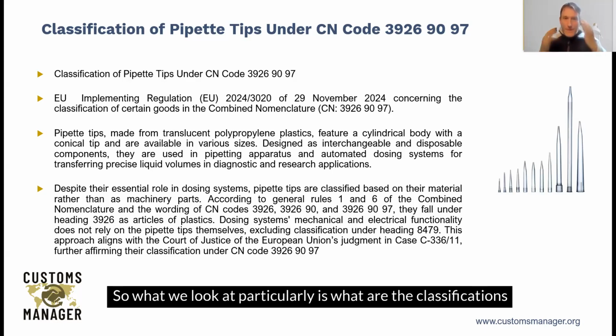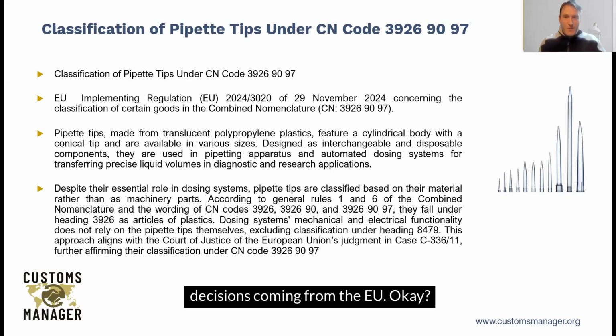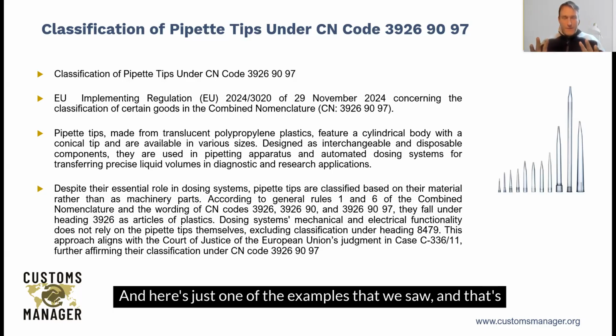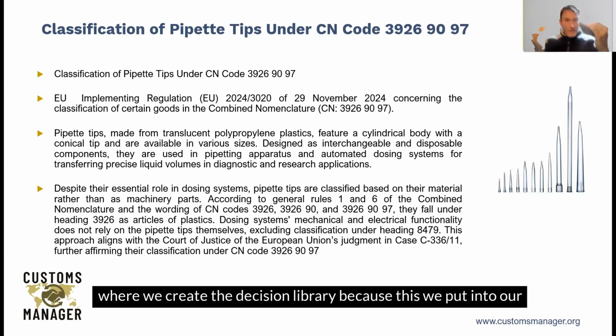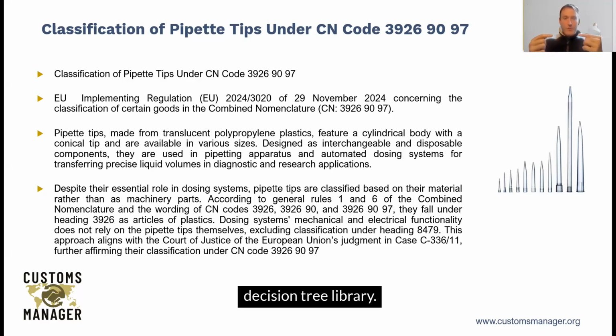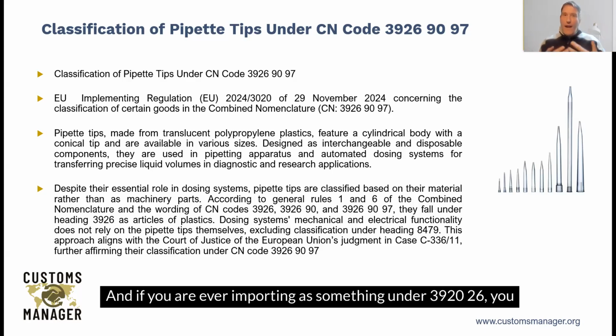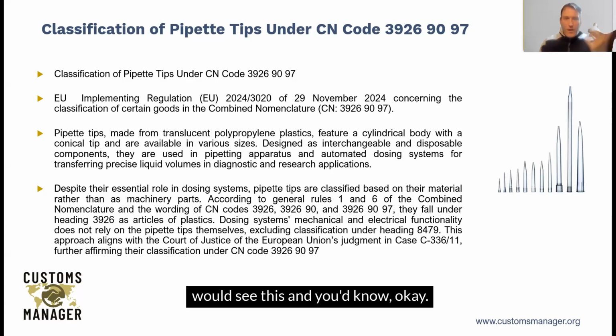So what we look at in particular is the classification decisions coming from the EU. Okay? And here's just one of the examples that we saw. That's where we create the decision library, because we put this into our decision tree library. If you are ever importing something under 3926, you would see this and you'd know, okay, this is how they think. This is how the EU classifies things, and that can help you with your classification.